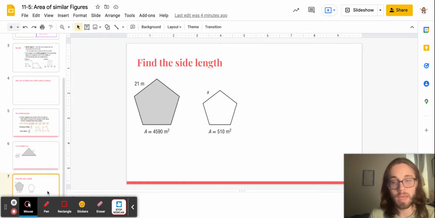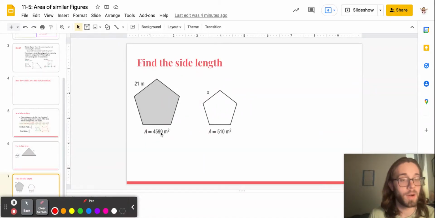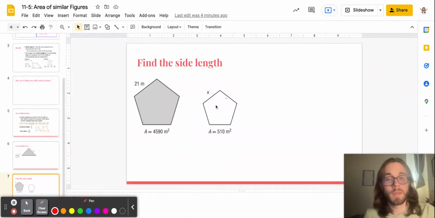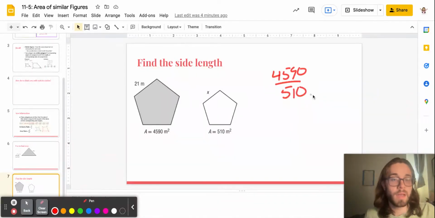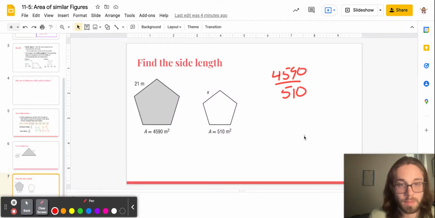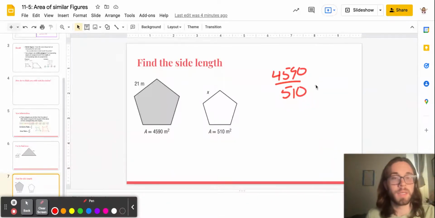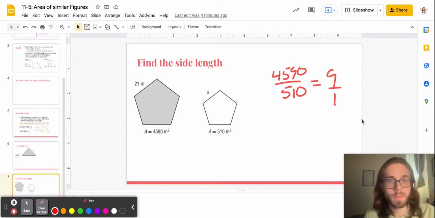Now, similarly, if you're given the two areas, you can find the ratio. So let's take a look. 4590 over 510. Well, let's see. That appears to be 9. Looks to be about 9 over 1. Okay, so that'd be 9 over 1.